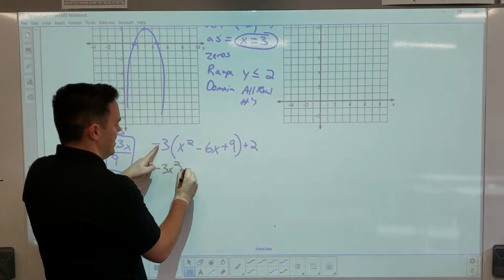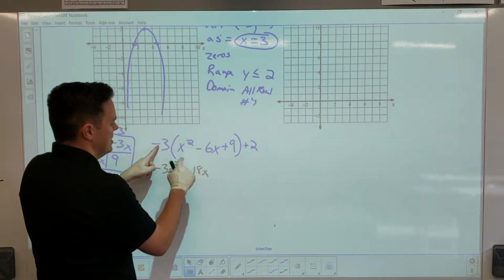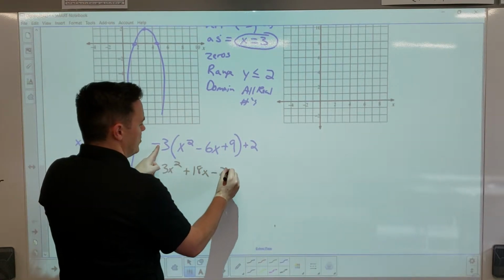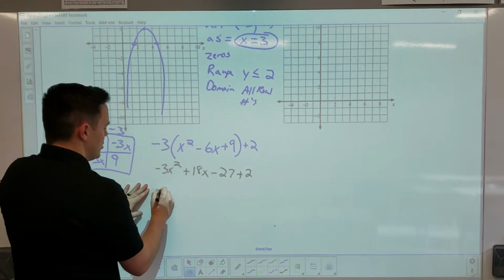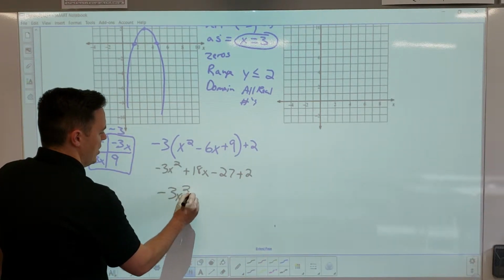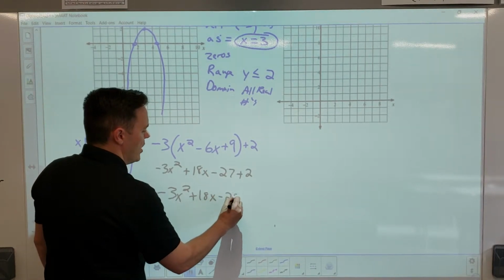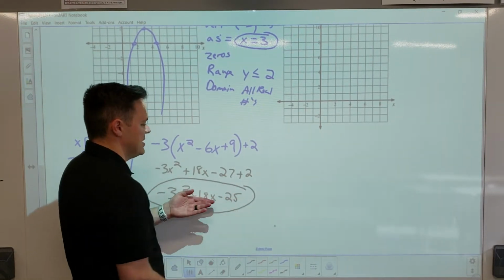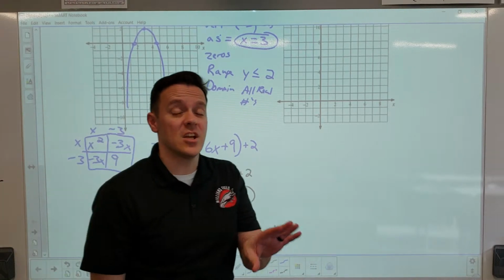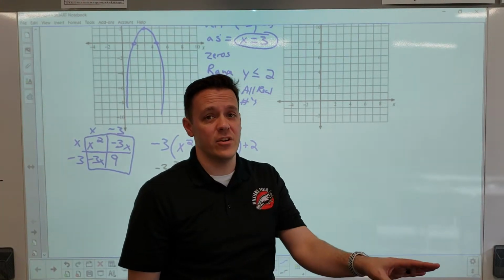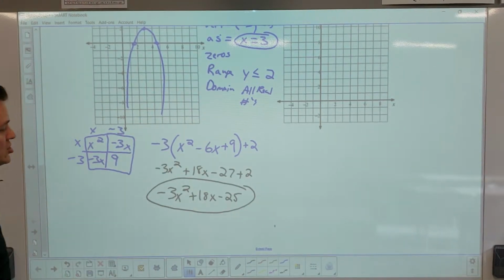A negative and a negative is going to be a +18x. And then negative times this is -27 plus 2. So I'm ending with this equation. What this allows you guys is that there's no quick way to go from vertex to standard, but there is a quick way to go from standard to vertex. And I'm going to show you that technique right now.